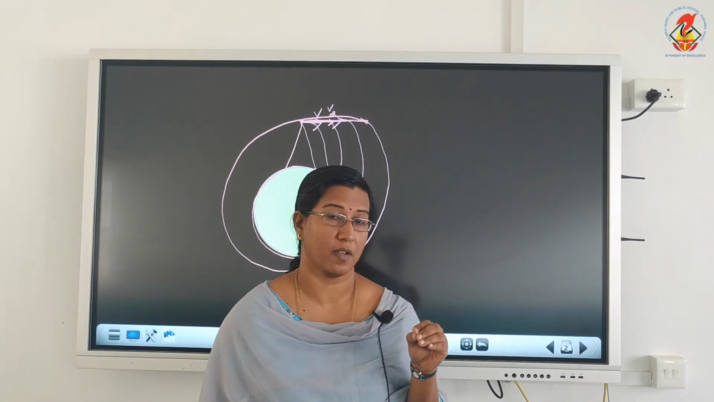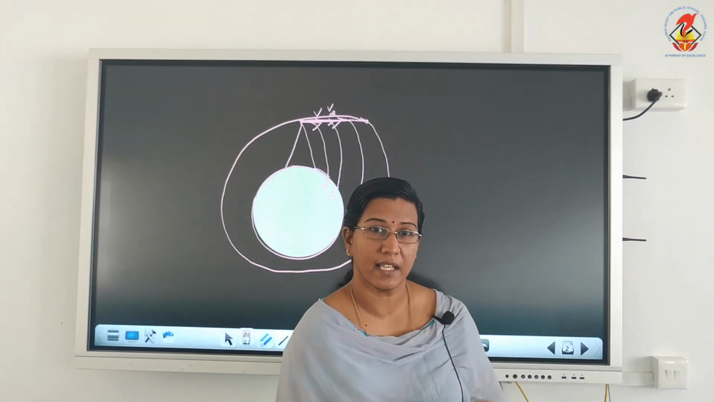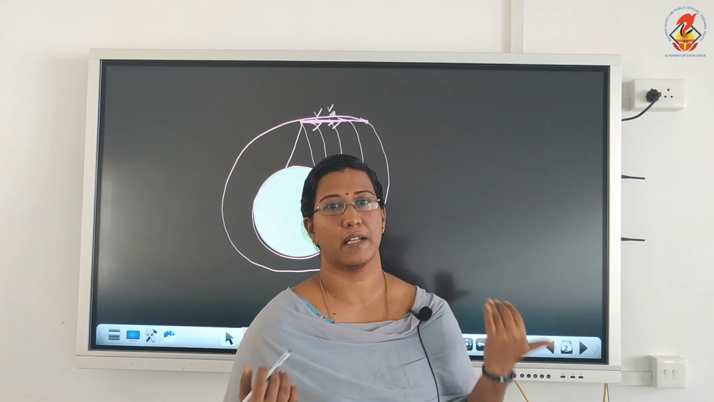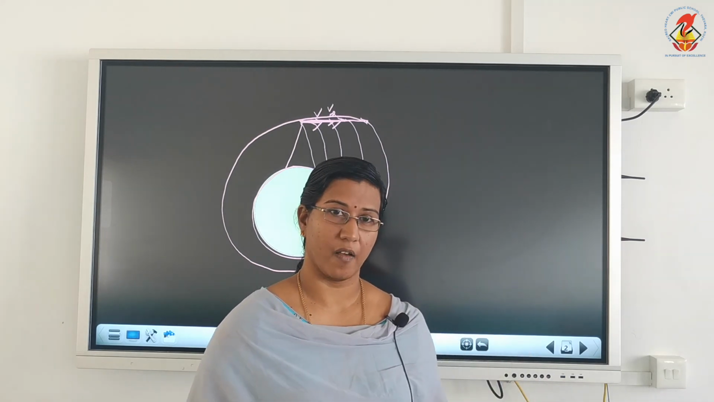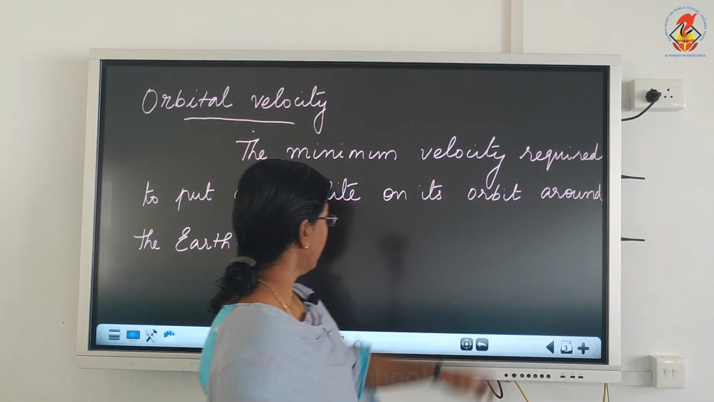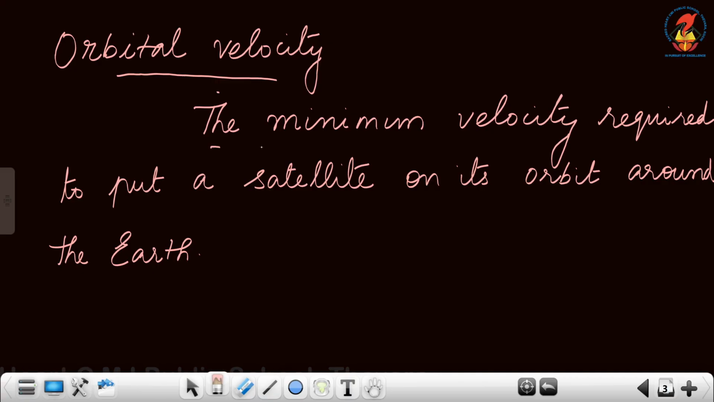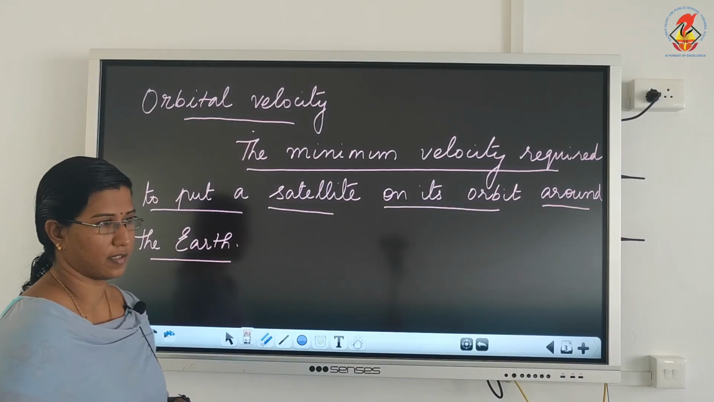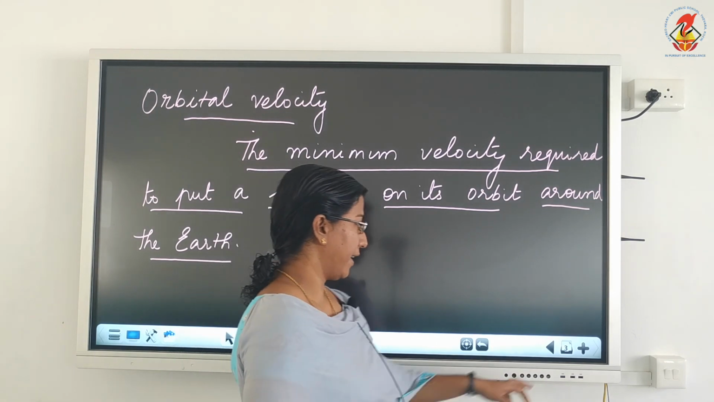The minimum amount of horizontal velocity with which the particle or the object moves in a circular path outside earth is what we call the orbital velocity. So, orbital velocity is the minimum amount of velocity required to put, in our case, a satellite on its orbit around a planet or the earth. Now we are going to find out the expression for orbital velocity.